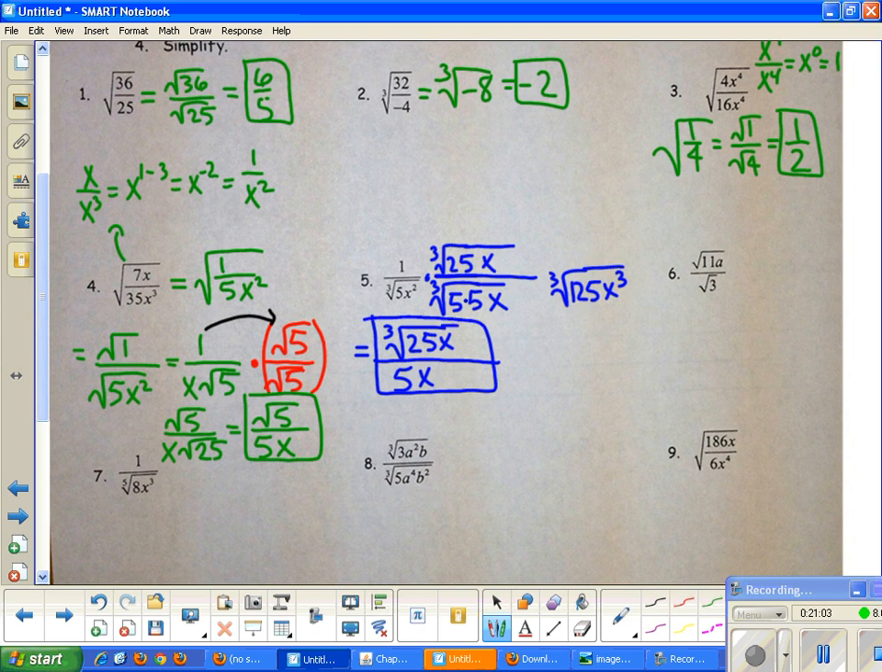I can't do anything with those x's because that's underneath a radical in your numerator, and the denominator is not underneath a radical anymore. So why don't you see if you can do number 6 by yourself? Pause it and then restart it.